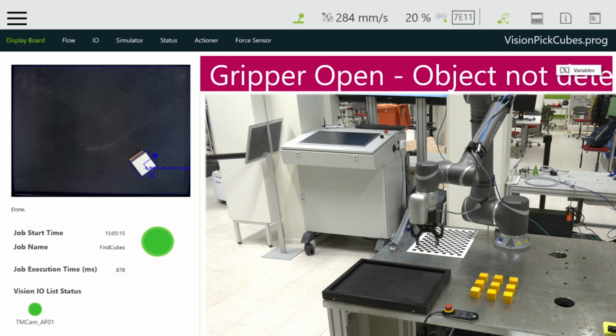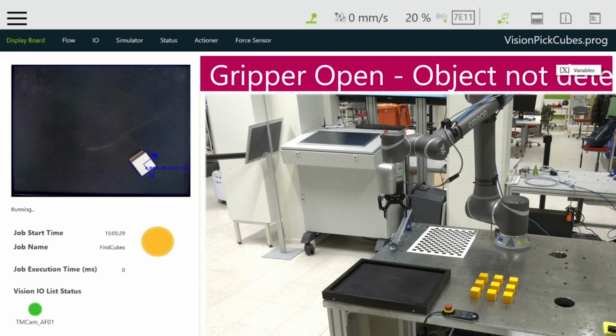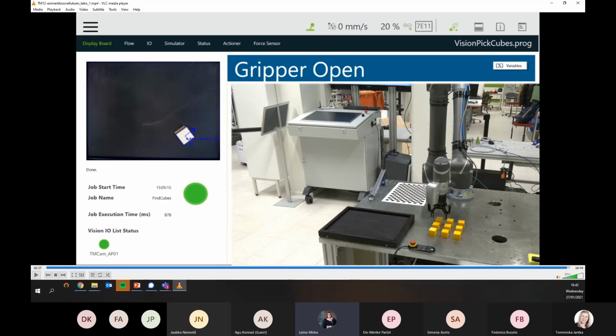Okay. That was a long video, but I wanted to show you how simple it is to program the robot, use this integrated machine vision system, and also pick and place or palletize the cubes.